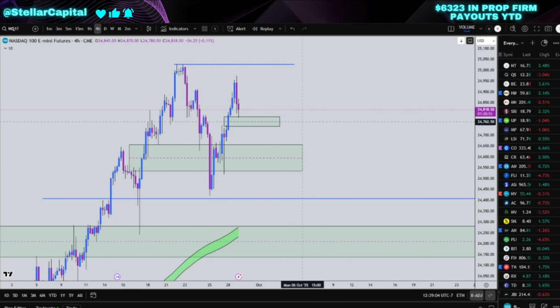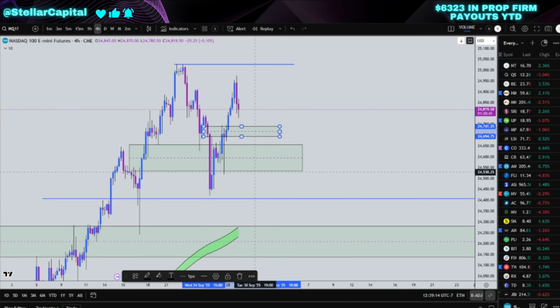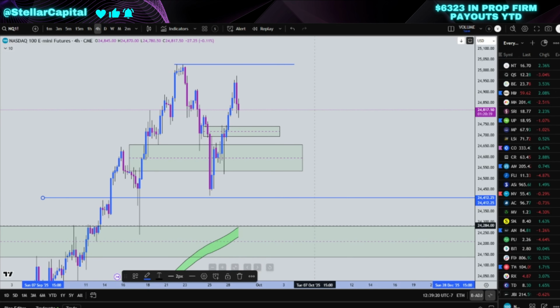Well, if it fails this fair value gap and fails these inverted fair value gaps right there, then we'll see how it reacts to the daily. If it fails that, then we'll see where it takes this low. And that's going to give us that weekly fair value gap.